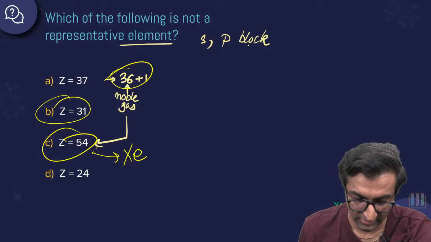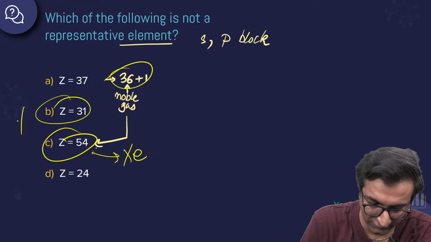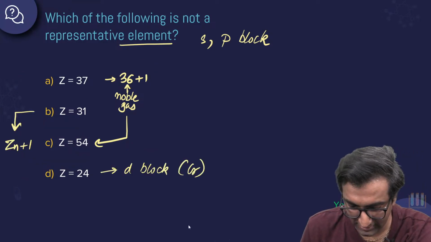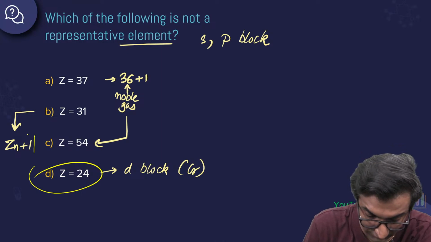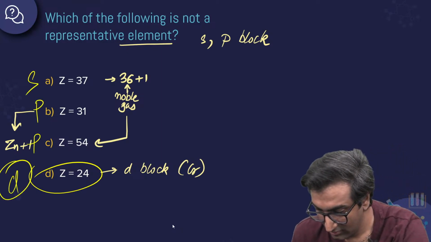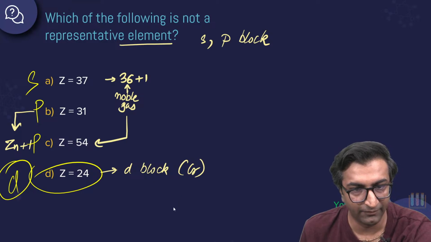We will do that. Anyway, so all of these, this is P block, this is P block, this is S block, this is the odd thing out. Oh wait, hold on. This is P block, this is P block, this is S block, this is D block. So answer is D. All right, let's move on.